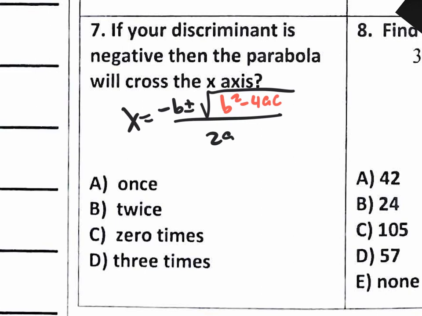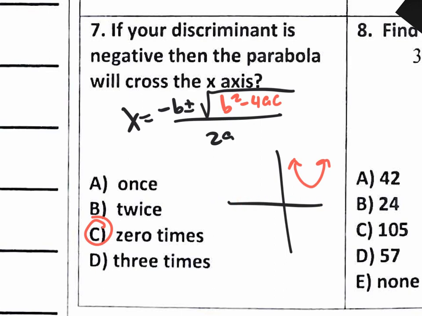So the question here is a discriminant question. How many times will your parabola cross the x-axis if your discriminant is negative? So if this value is negative, you'd have the square root of a negative, which means that it's imaginary, which means that you don't have real answers, which means that you don't have real x-intercepts. So the answer here is 0 times, right? It does not cross. Visually, that would look like this. The parabola is up here somewhere. It never touches the x-axis.